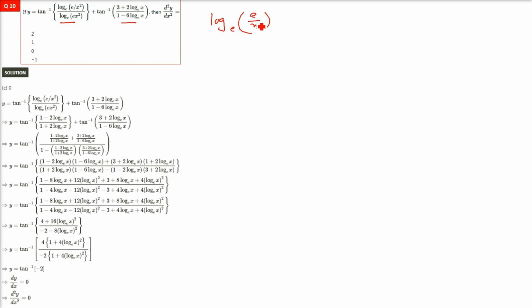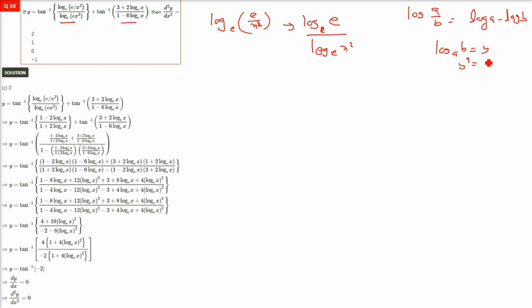Log a by b is what? Log a by b is log a minus log b, and log a into b is log a plus log b. This we already know. So log a by b is log a minus log b. So log a b, that is base a, b is equal to y, so y equals y raised to the power a is b only. When both are e, the base is e and there is log base e, it's going to be 1.